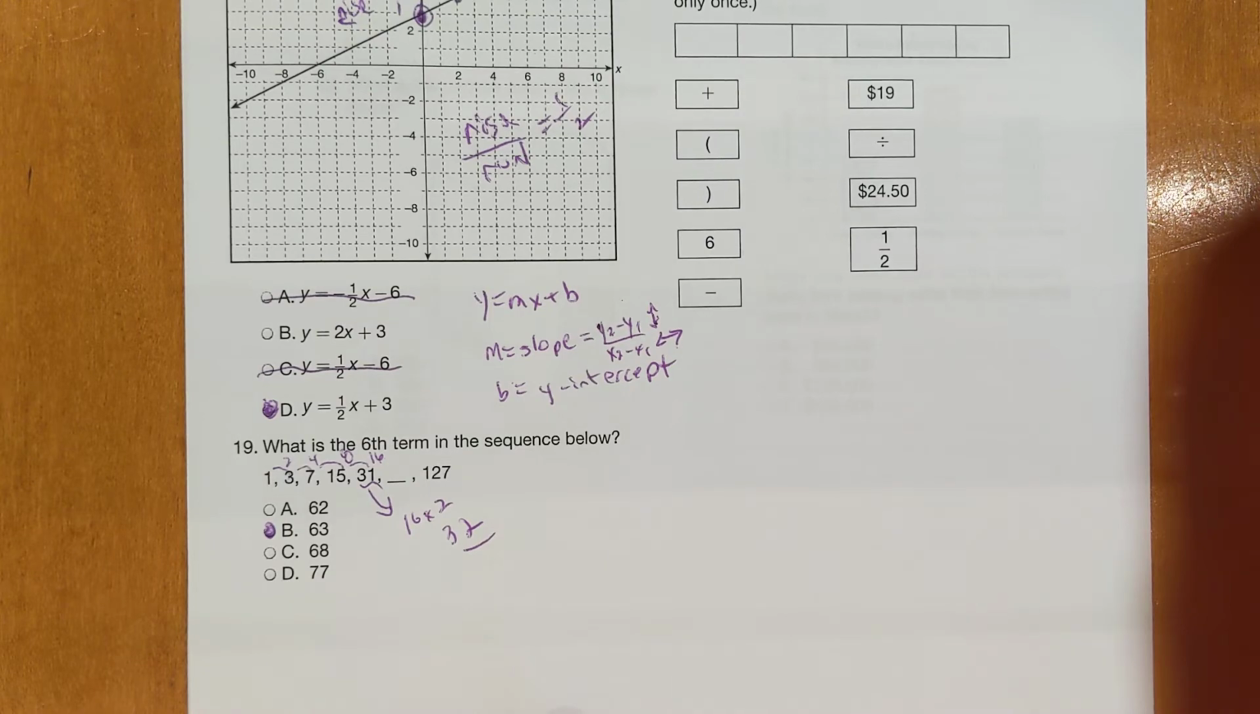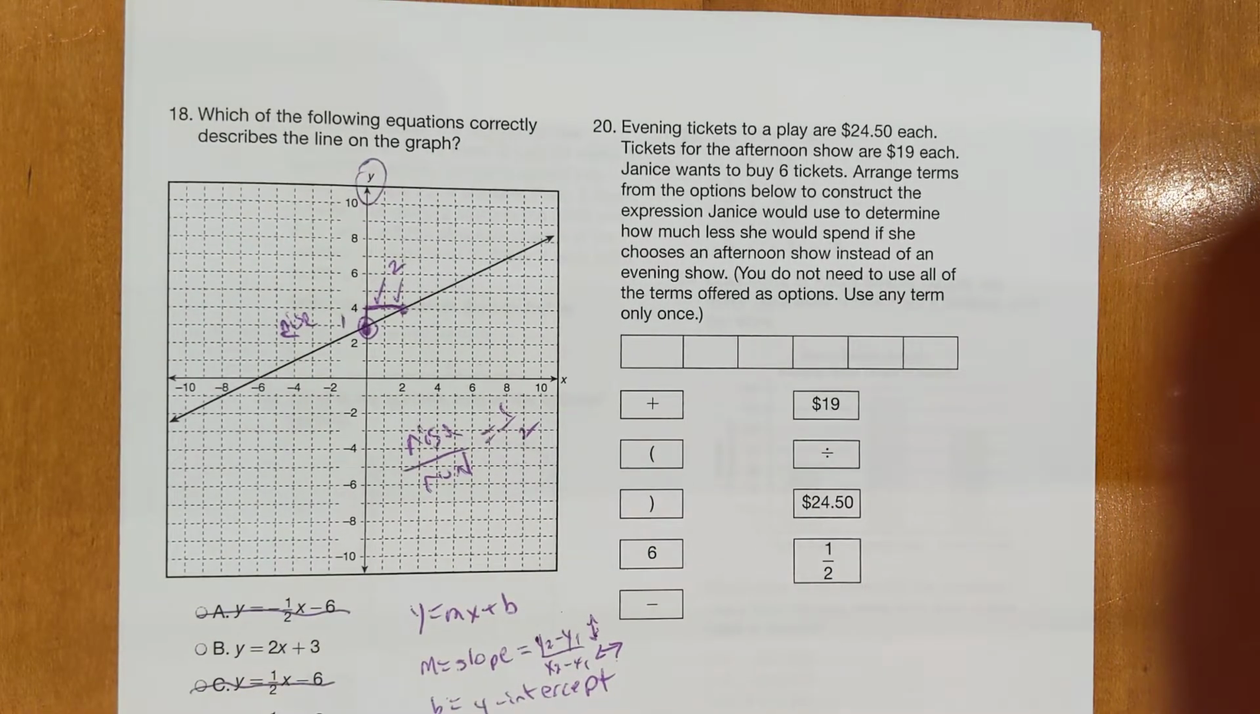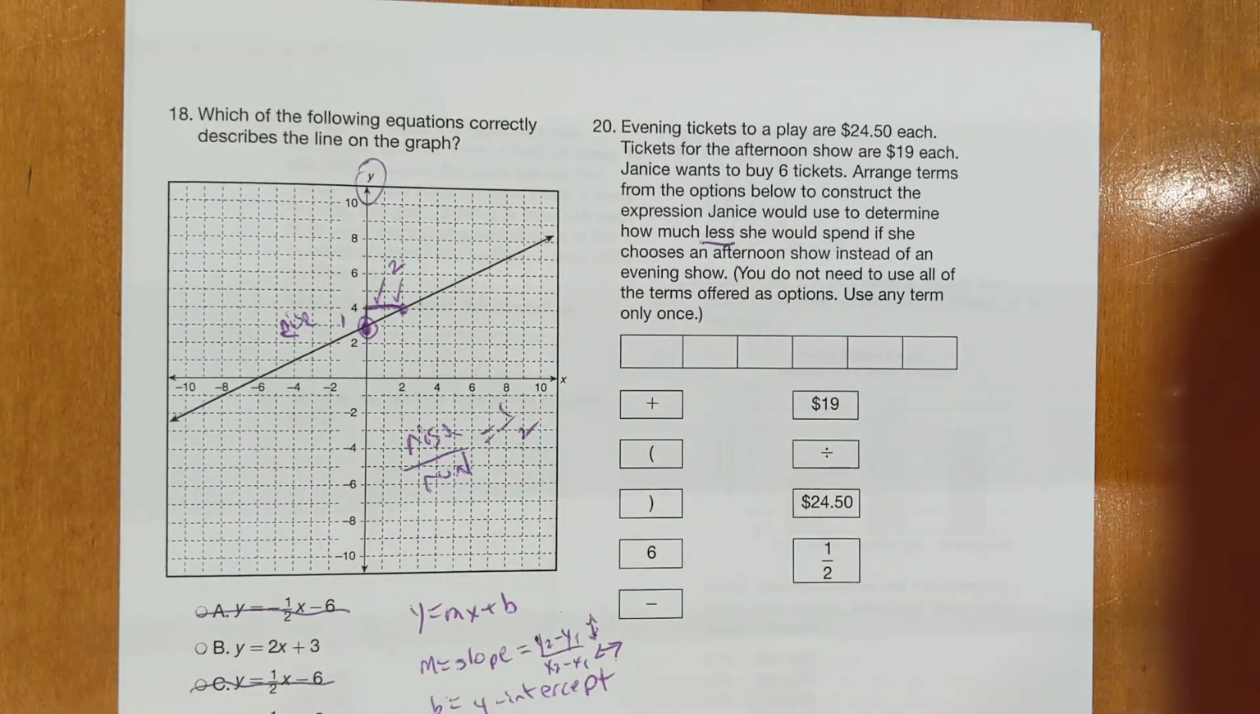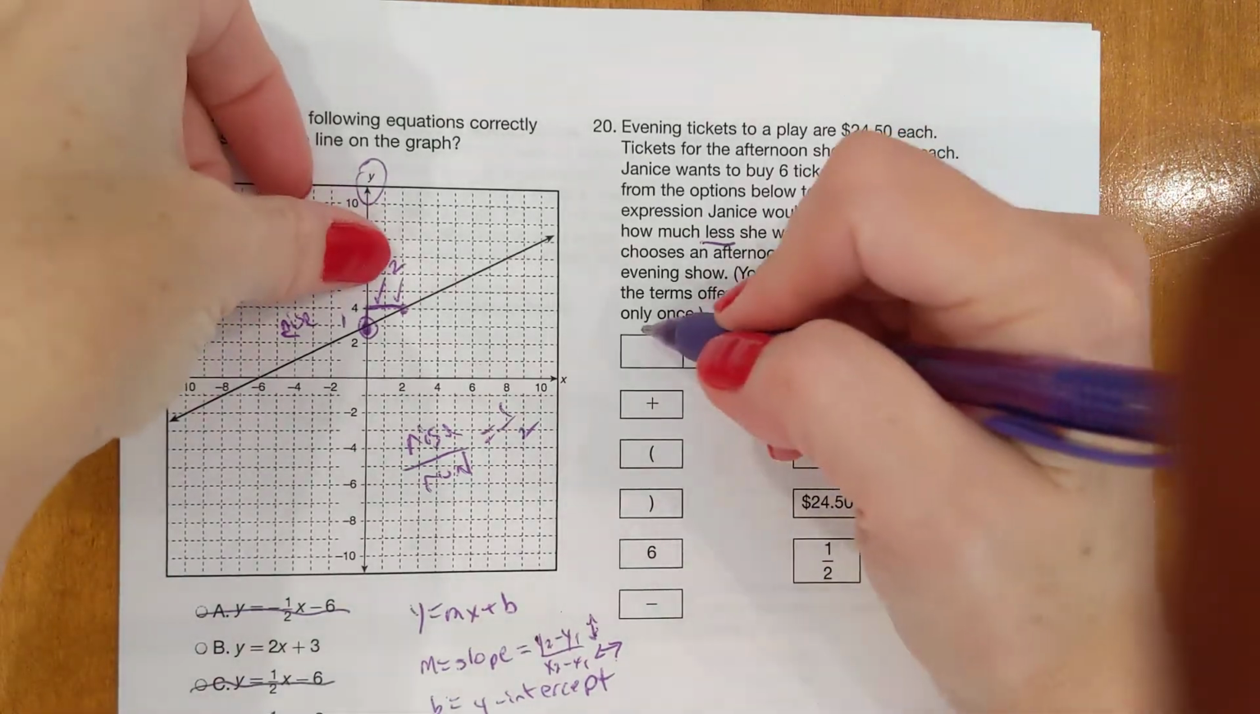Number 20. So pause and restart. Number 20. Evening tickets to a play are $24.50 each. Tickets for the afternoon show are $19 each. Janice wants to buy 6 tickets. Arrange terms from the options below to construct the expression Janice would use to determine how much less she would spend if she chose an afternoon show instead of an evening show. You do not need to use all of the terms offered as options. Use any term only once.